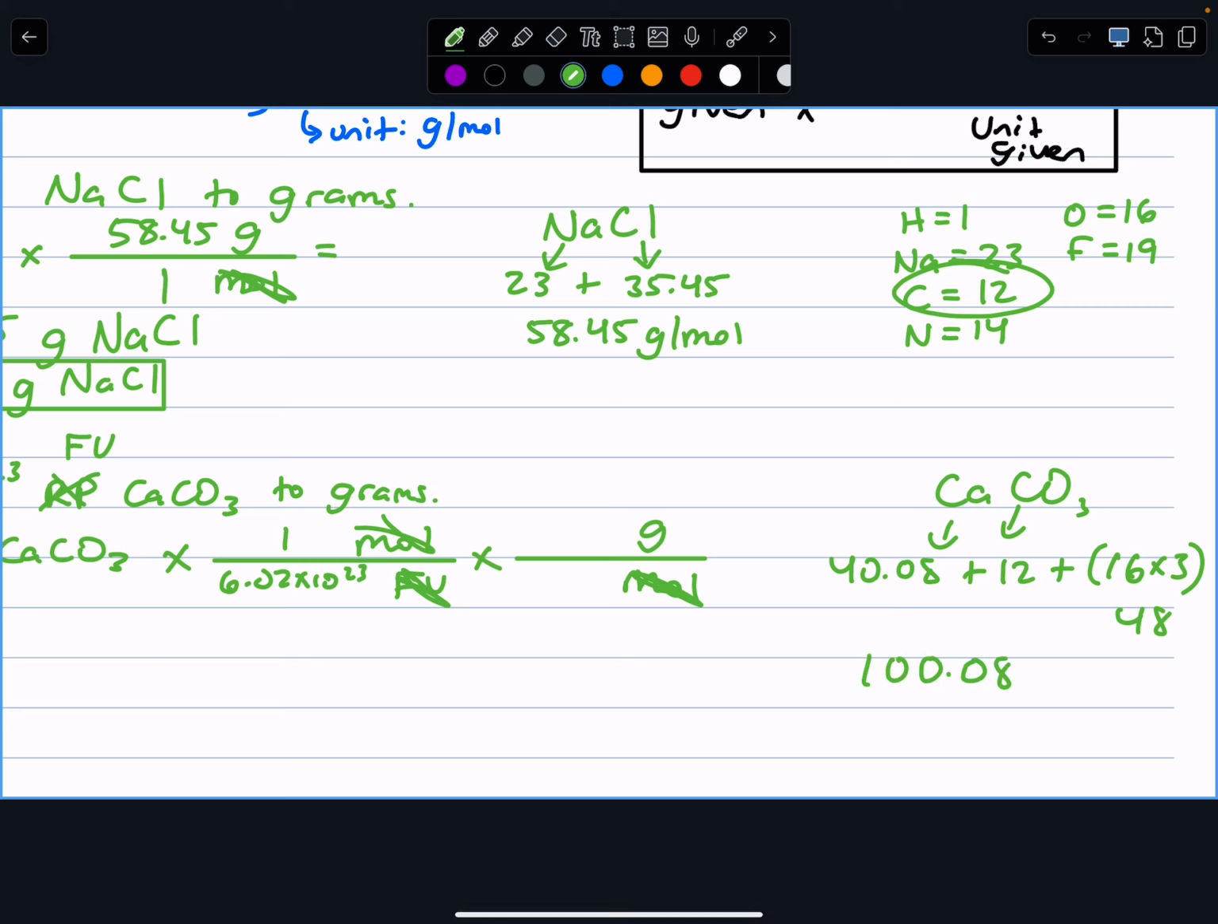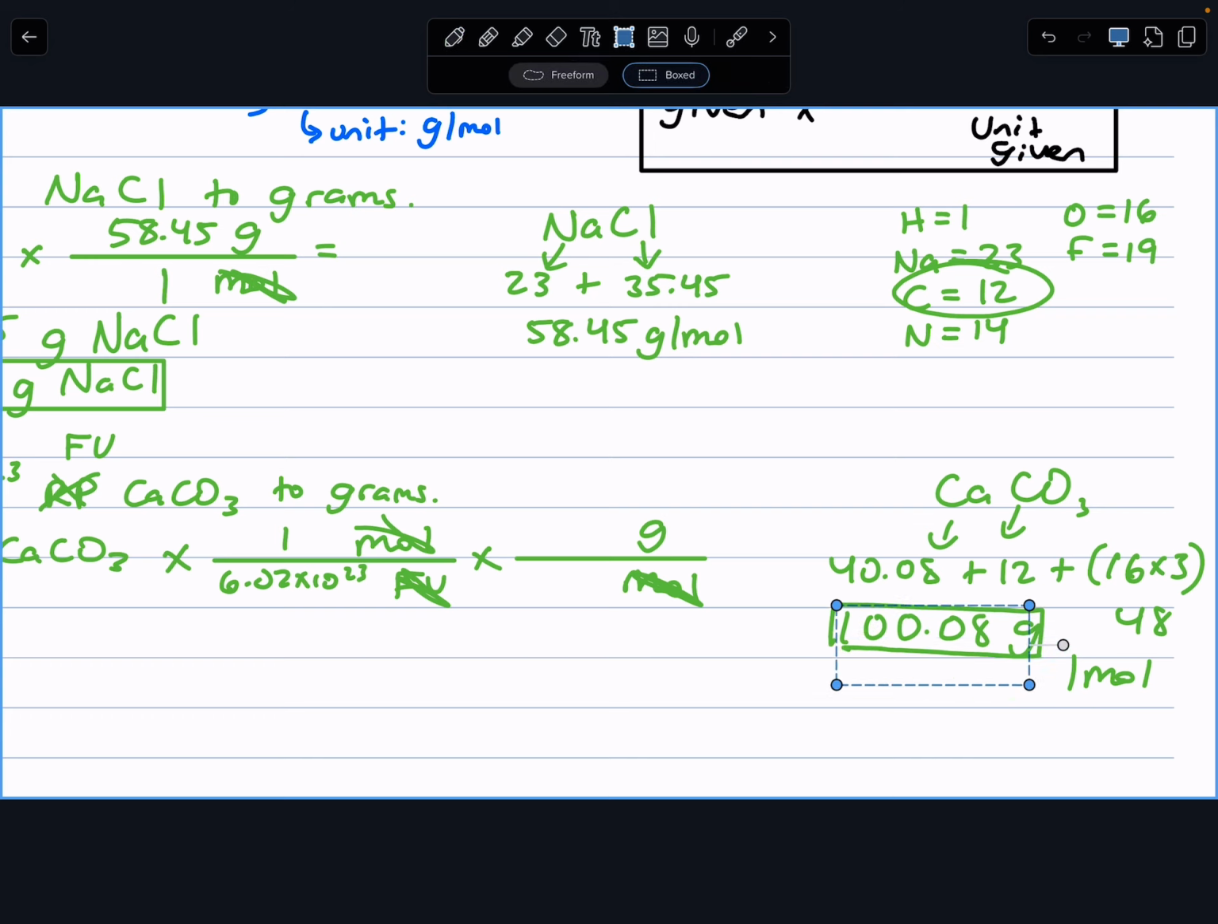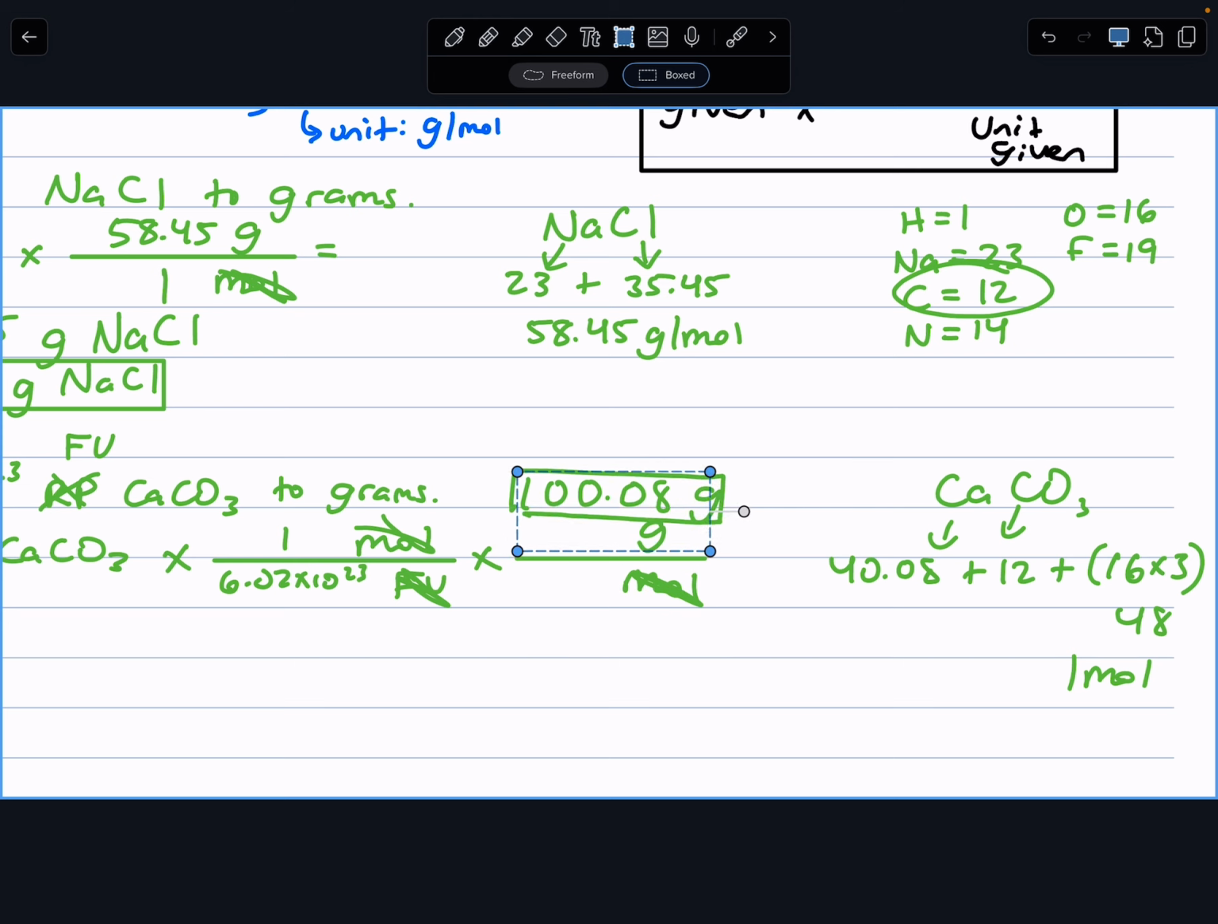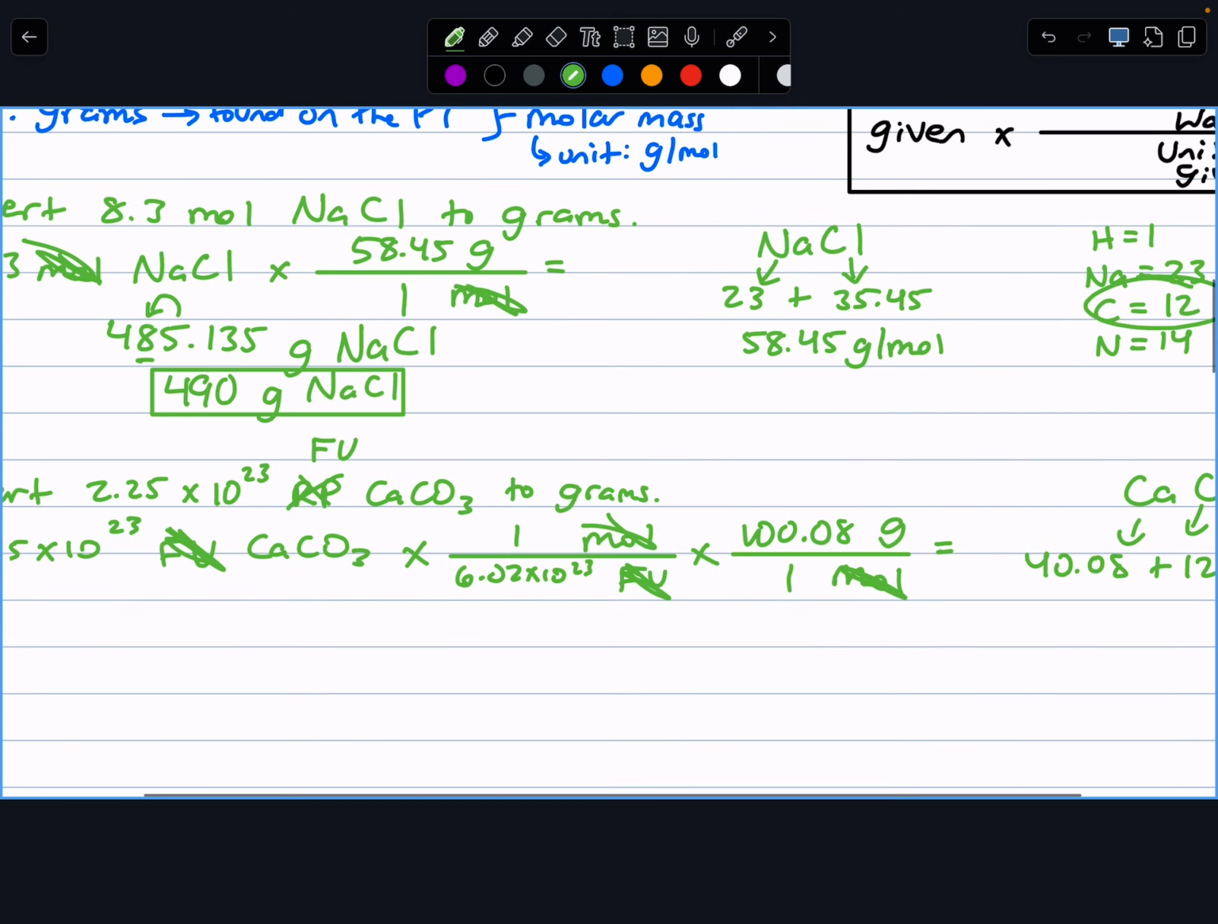Okay. And what's the unit for a molar mass? Beautiful. So it's 100.08 what? Grams. Goes where? With the grams on top. You see that? Okay. And what goes on the bottom? Good. So now, again, my units cancel out. I'm left with grams. Yes?